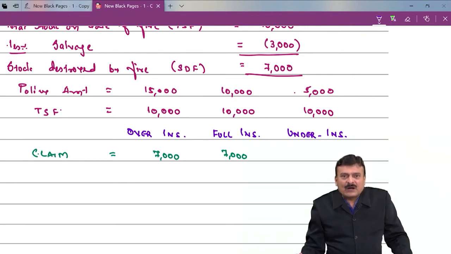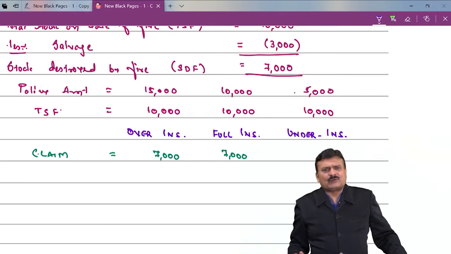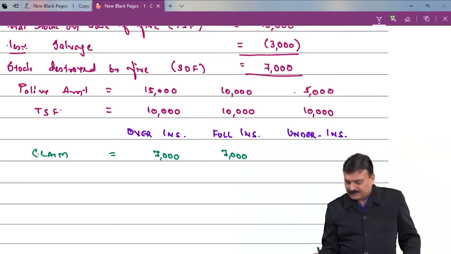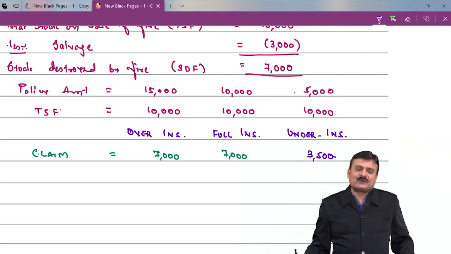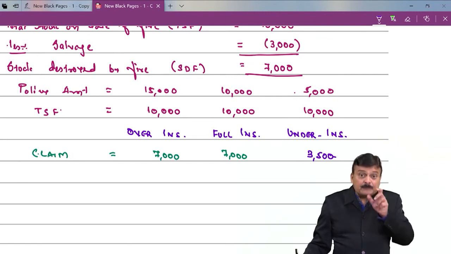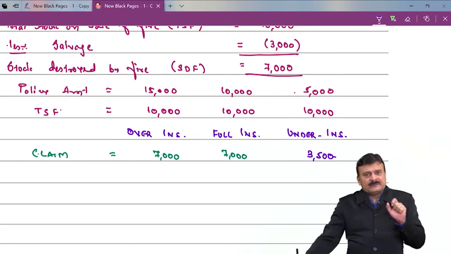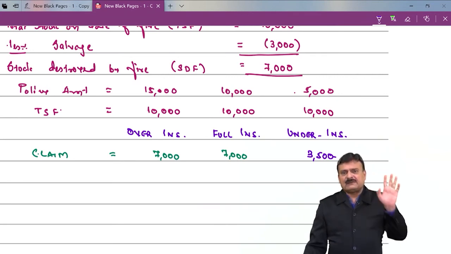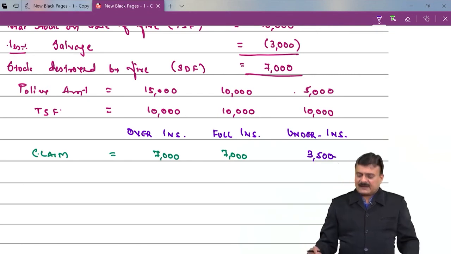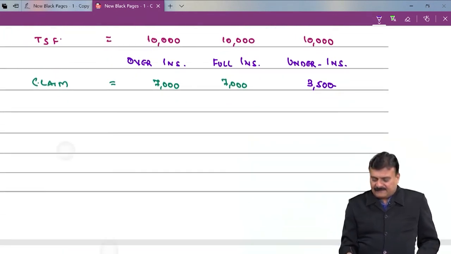What do you mean by they will give you half the amount? Your loss is how much? 7,000 rupees. Half of 7,000, that means they will give you a claim of 3,500 only. This proportionate calculation, that what is the cover you are getting of insurance, and according to that cover we will give you a claim, is technically called as average clause.